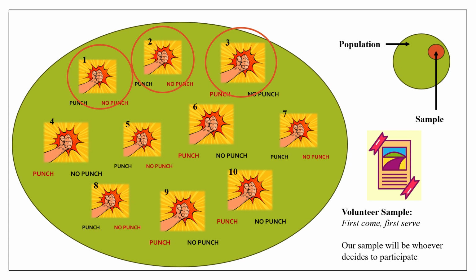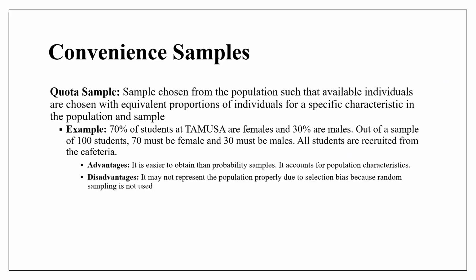So here we have a visual representation of this. Again, this is a first come, first serve kind of basis. So our sample is going to be whoever decides to participate. In this case, it is going to be the first 3 individuals who see our QR code, scan it, and complete our survey.